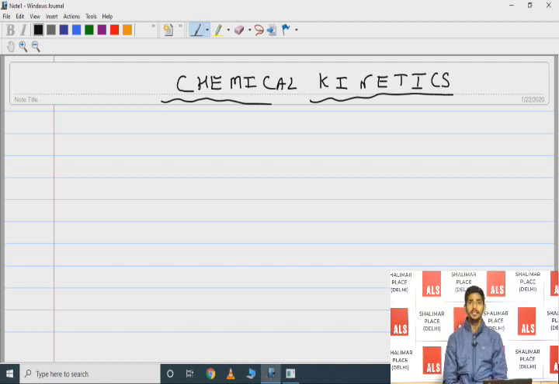So there are many things that we have to discuss in this chapter, and ultimately the main aim is to study the rate of the chemical reaction and their status. Ultimately, rate is nothing but the change in concentration with respect to time. That's what we have to discuss in this chapter. So let's start with this one.